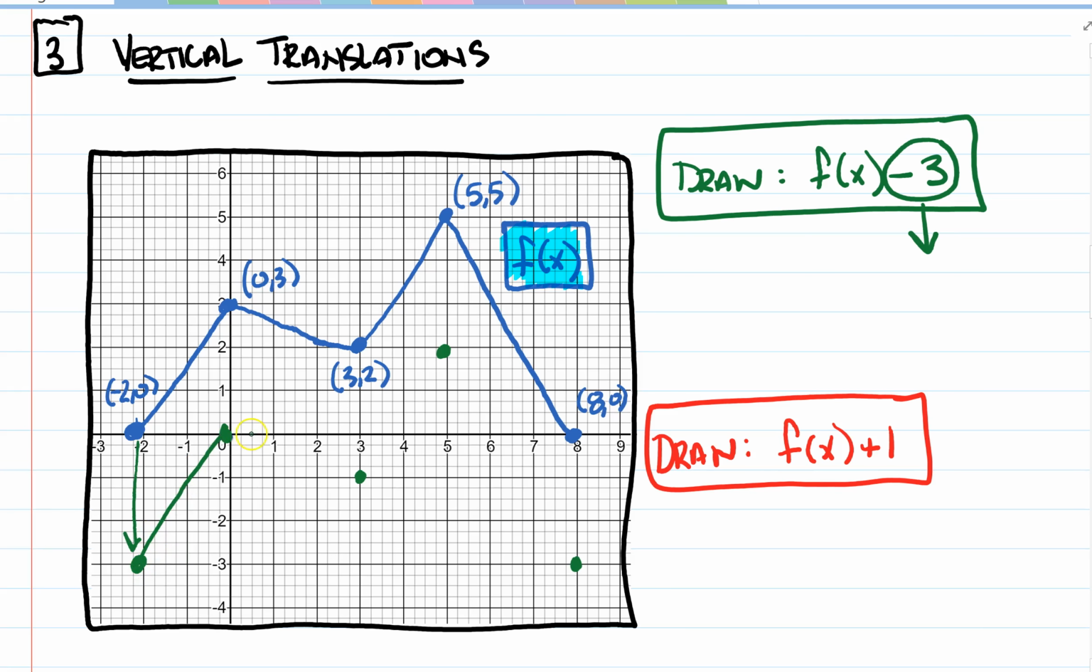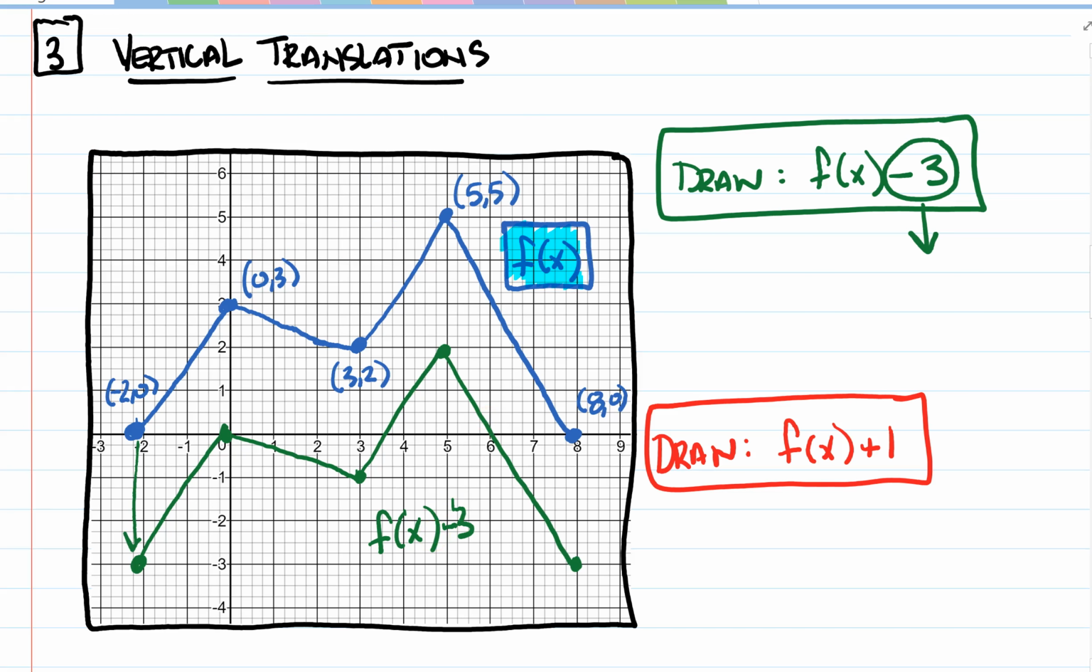So this represents the graph of the function in green. This is f of x minus 3, excuse me, that's a graph of f of x minus 3. So if the blue one is f of x, the green one is f of x minus 3.